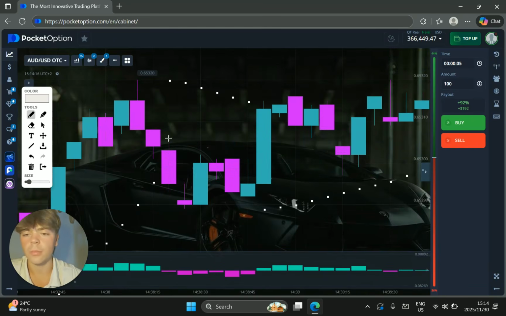Let's do 3 more. Here's a selling example. We break below, dots are above, tells us we're looking for sells, right? We are looking for sells. Our momentum gives us that indication. We take a sell and we make money.